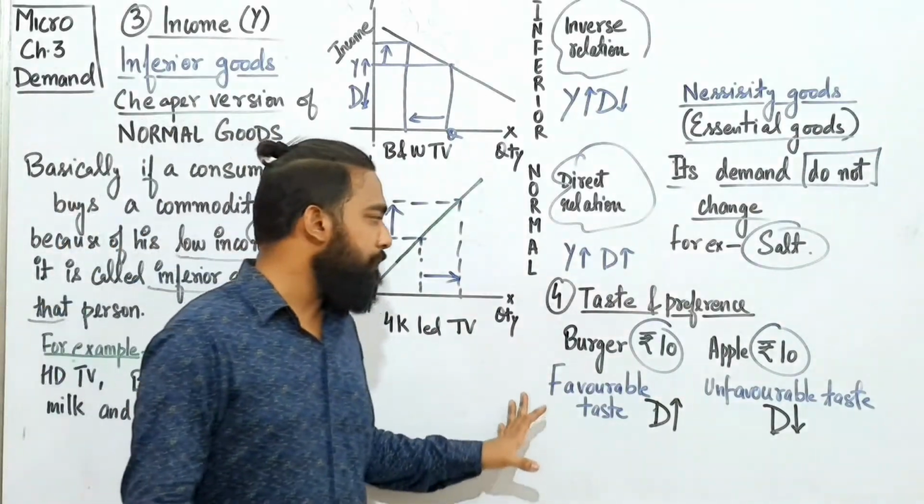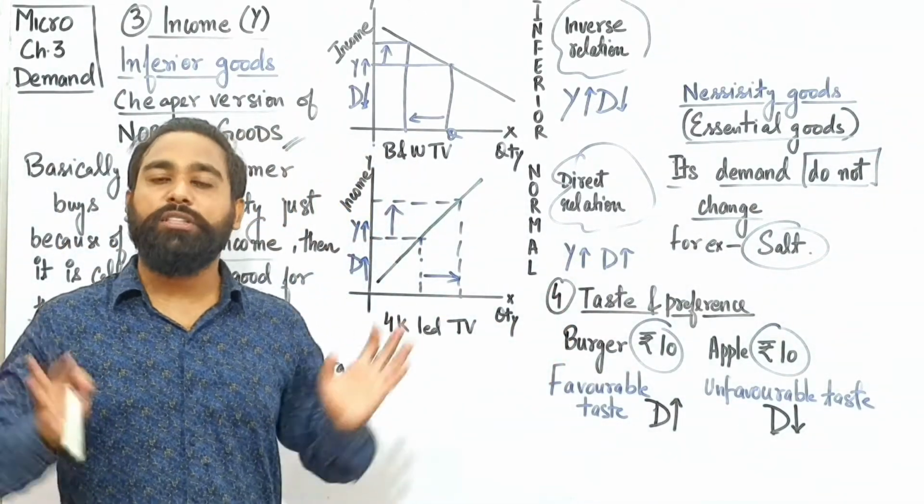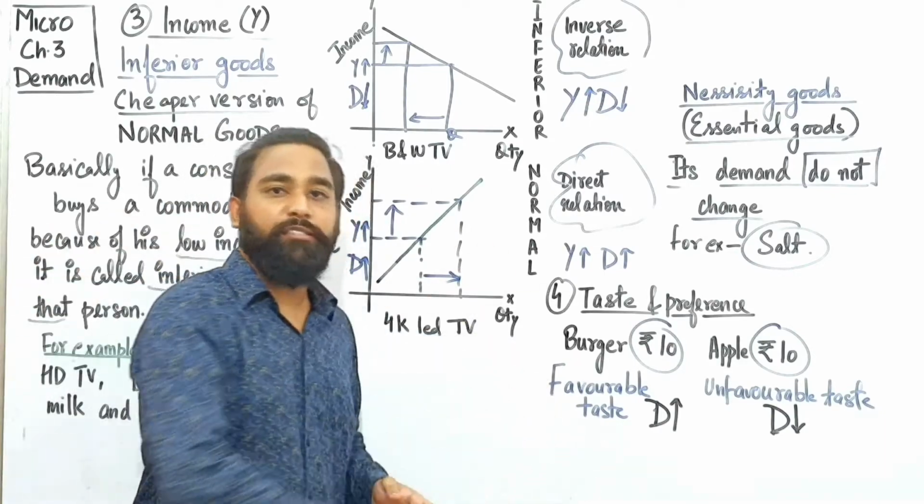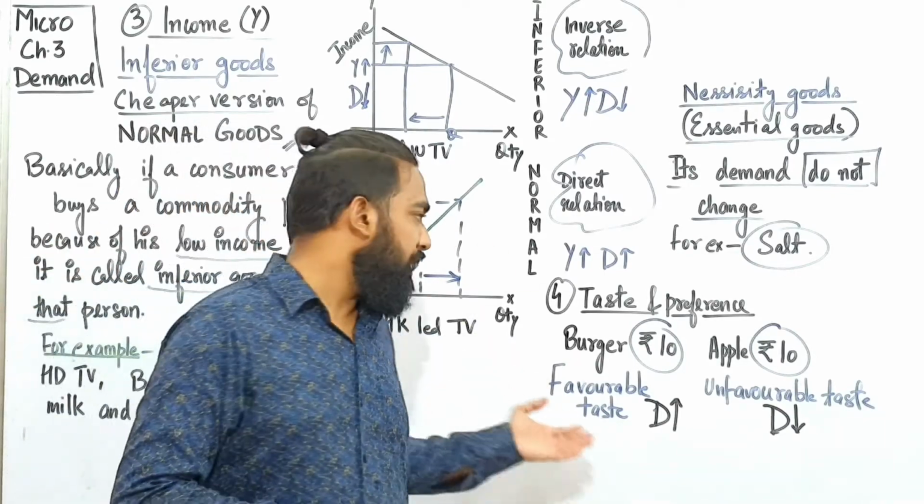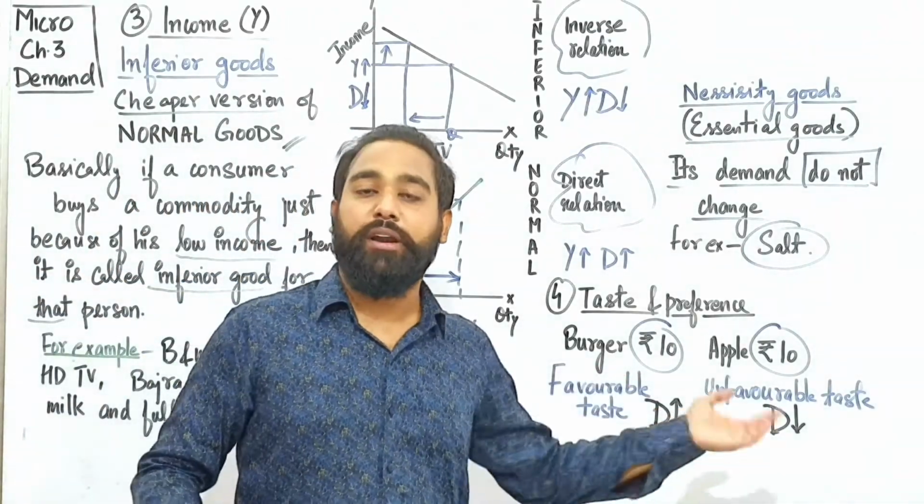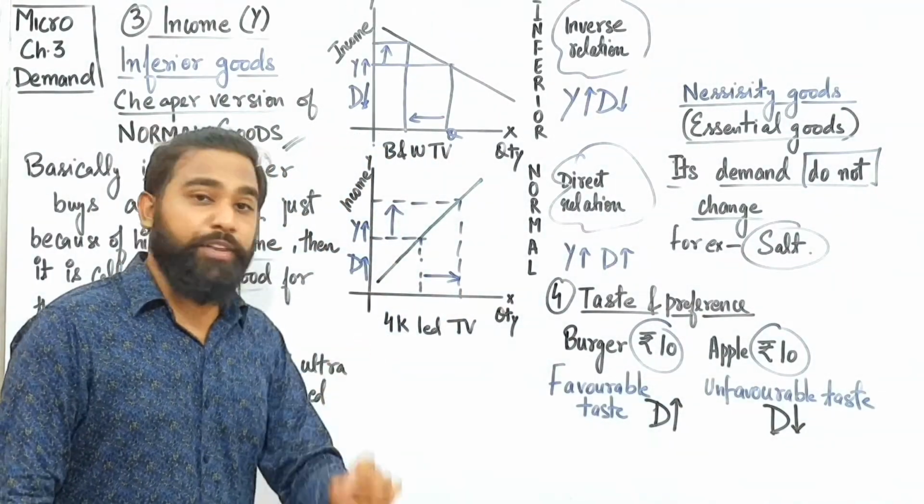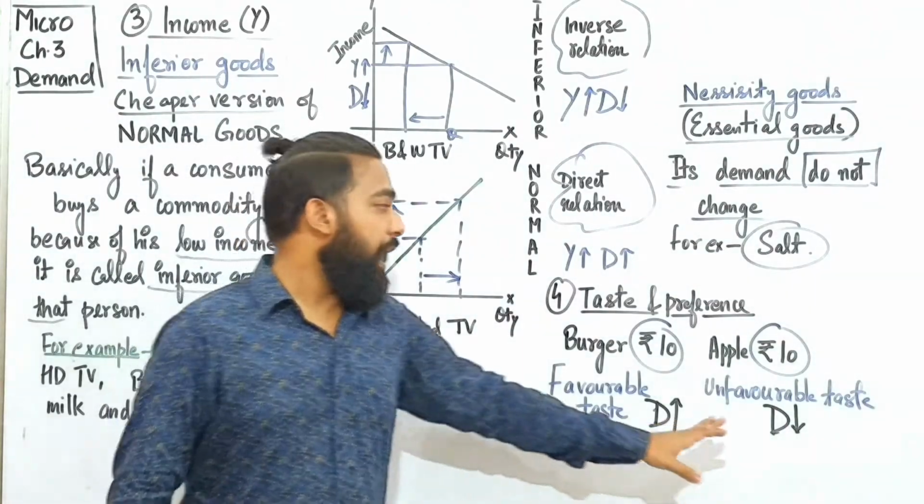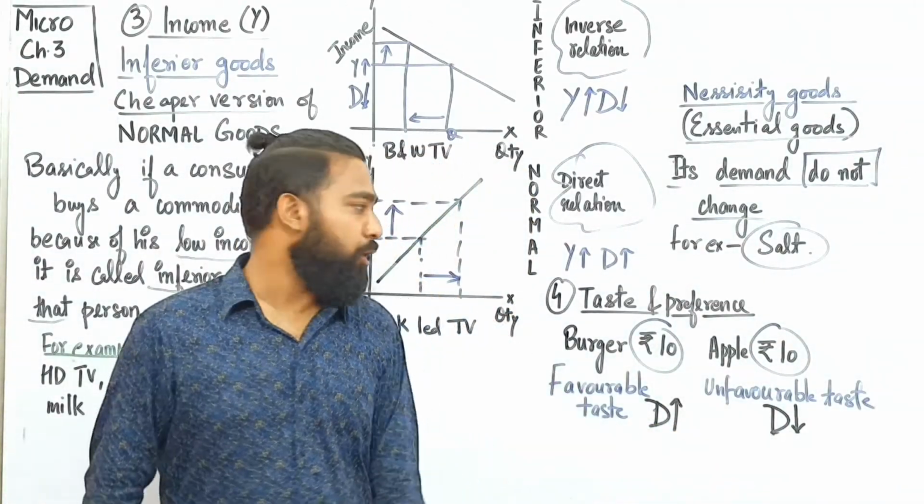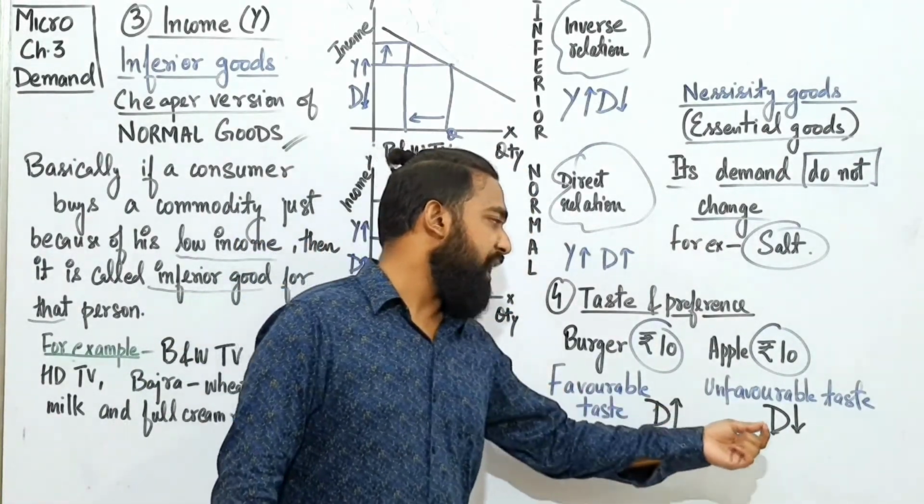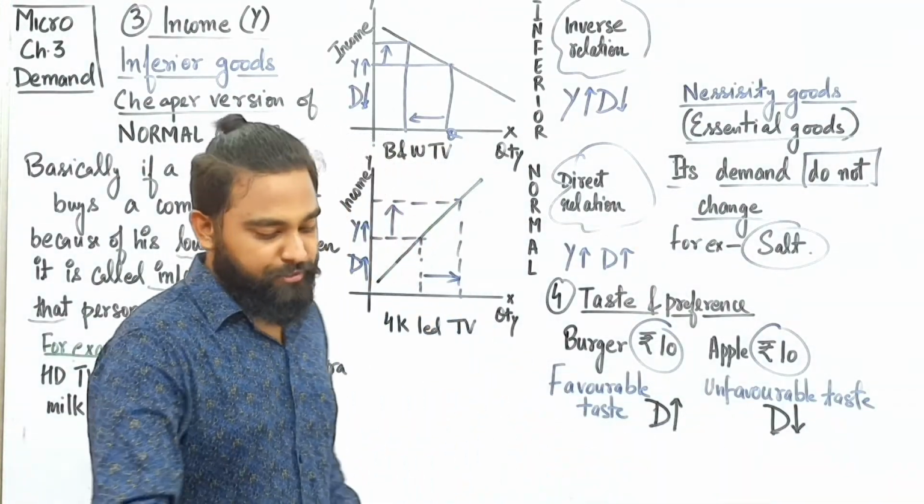Suppose the shopkeeper buys burger and apple both in the same quantity, and your whole class went there and had the option of buying burger and apple, then most of you are going to buy the burger. Then obviously its demand is going to increase and apple's demand is going to decrease because of the favorable taste and preference and unfavorable taste and preference.